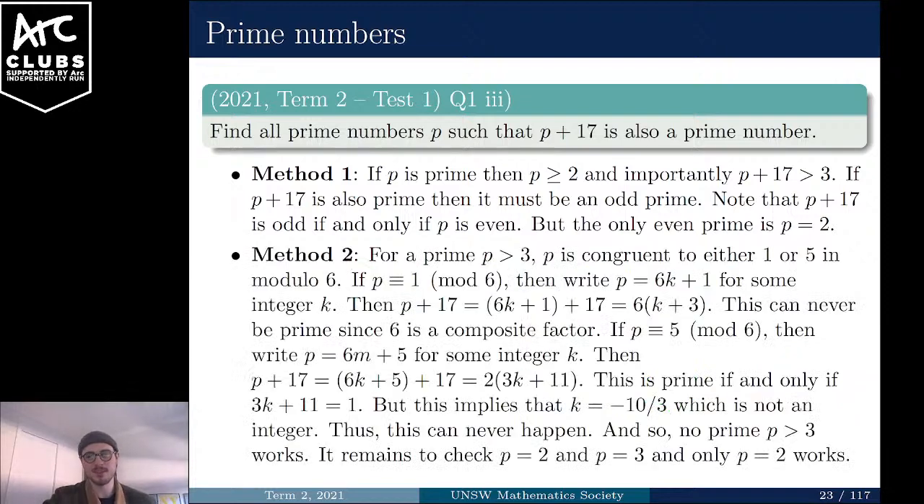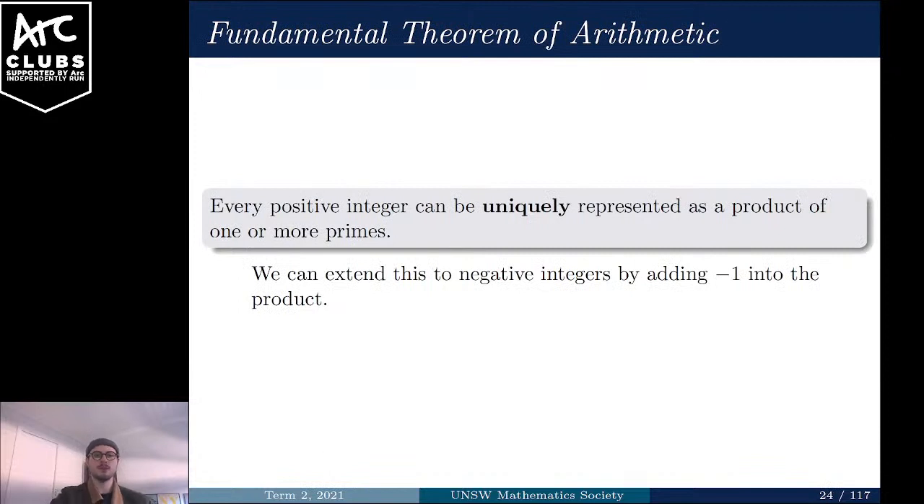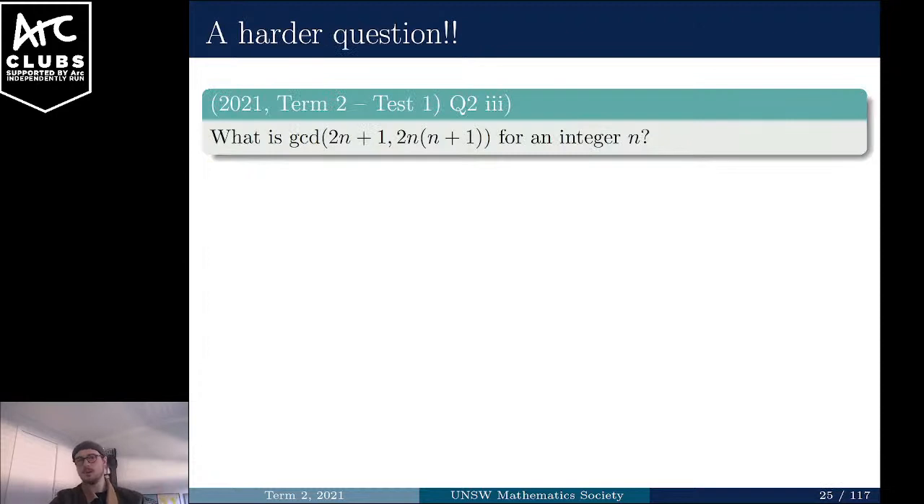So this is method 2, so you can have a look through it later, or you can have a go at constructing it yourself. Cool. We talked about this before. The fundamental theorem of arithmetic is really important. You can also extend this to the negative integers by adding -1 into the product. Cool. Ooh, harder question. 2 exclamation points must be hard.